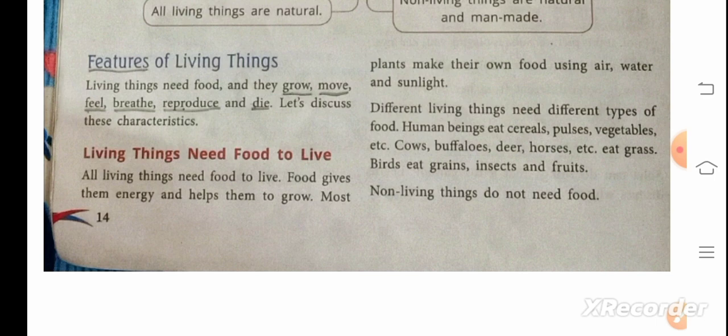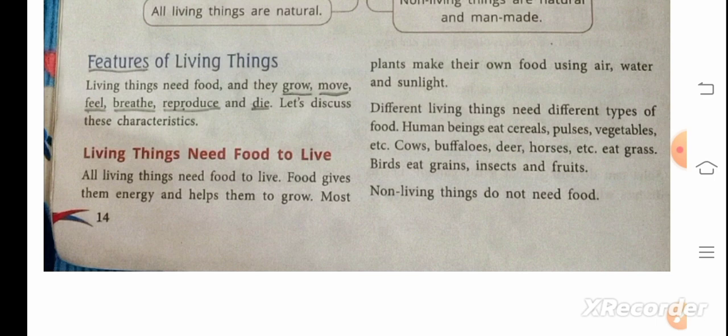Most plants make their own food. What are their ingredients? Plants use only air, water and sunlight to make their own food. Different living things need different types of food. For example, human beings eat cereals, pulses, vegetables, chapati, roti. Cows, buffaloes, deer, horses, etc. eat grass. Can we eat grass? No, we can't. Birds eat grains, insects, and fruits. We also eat fruits.